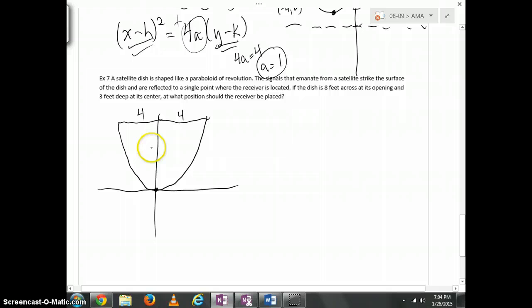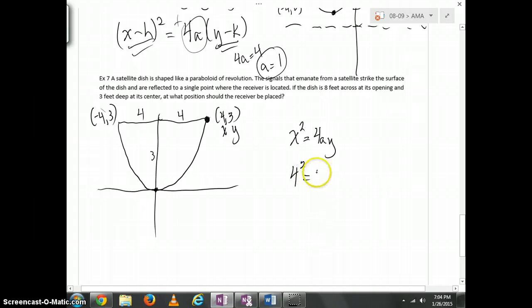It's 3 feet deep in the center. In other words, we have these 2 points. I can go 4 to the right and up 3. Similarly, I could go 4 to the left and up 3. If you look real quickly, you can see this is a parabola that opens upwards. From the very front page, we have x squared equals 4ay. I'm going to let x equal 4, and I'm going to let y equal 3, so I can find a. 4 squared is 16. 4 times 3 is 12. When I divide by 12 and simplify, dividing by 4, I will get 4/3.